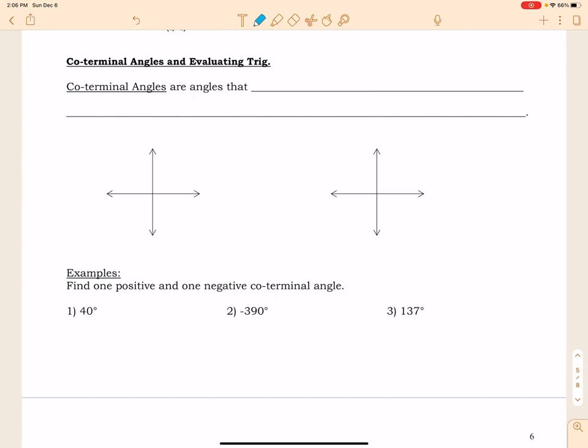Okay, pre-calculus, we have landed on Unit 5.3. So we're going to be talking about coterminal angles, and you're just going to love it.